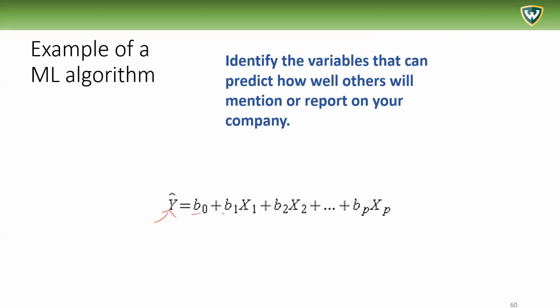Now, all the B's, this is what the algorithm itself would find. But we need to have the features that are relevant for us to feed and train the model. So you can pause here and think a little bit about what the relevant features or variables are that can be used to predict how well others will mention or report on the company. Now I'm going to try a stab at this and think about it.